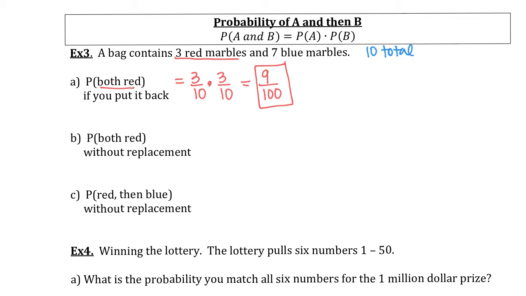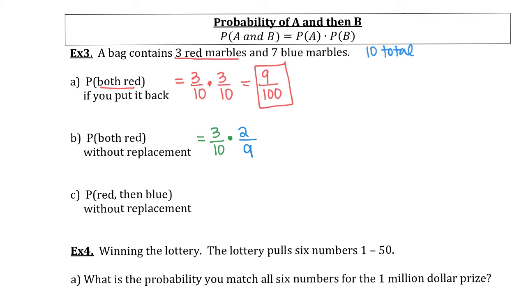Okay, now for part B, we're going to again try to get 2 red marbles, but this time without replacement. So I'm going to take out 1 marble and not put it back in, and then do a second pull. I'm going to pull 2 marbles and they're going to be out of the bag after I pull them. So for the first marble, it's still 3 out of 10 probability I'll get a red. But for the second marble, if I take 1 red out, now there's only 2 red marbles left in the bag, and there's now only a total of 9 marbles in the bag.